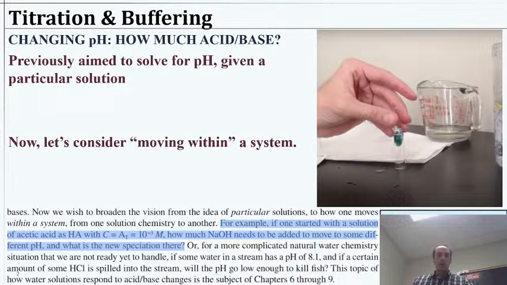Okay. So one little note here from one of the textbooks I'm drawing from. If we started with a solution of acetic acid, HA, where the concentration was 10 to the minus 3, we could ask ourselves how much sodium hydroxide, NaOH, needs to be added to move from some different point to some different pH. And what is the new speciation at that spot? So to solve how much of our acetic acid is in acetate versus acetic acid, we could look at all those pieces.